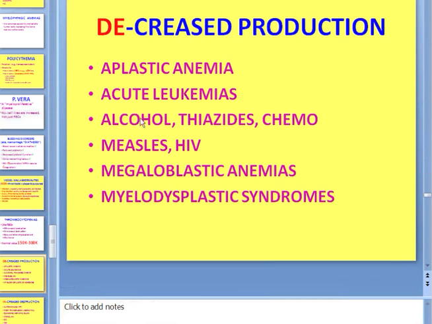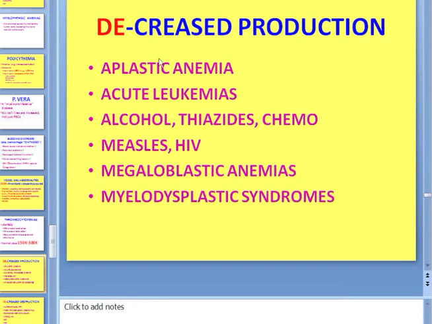Is alcohol toxic to platelets? You bet. The thiazides are often toxic to platelets. And of course, chemo. Remember, chemo zaps all normal cells in your body. Some of the viruses, like measles and AIDS, often cause thrombocytopenia. And remember, we said with megaloblastic anemias, you have inadequate production of all cell lines. We said not only reds, but also whites and also platelets.